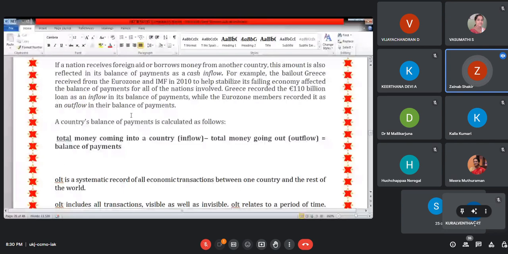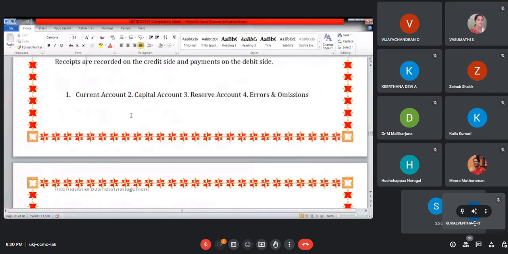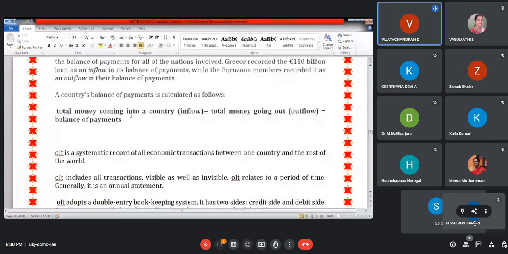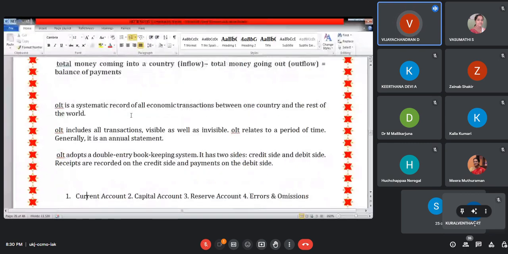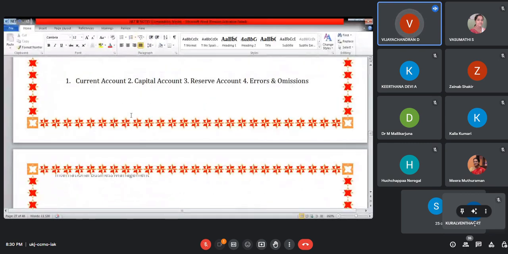Sir, can you repeat what are the accounts? Now I'm going to say, ma'am, majorly two accounts are there. But in order to adjust certain other accounts, or if we have some errors, in order to rectify the errors, we will also use two more accounts. The major two accounts are current account and capital account, ma'am.